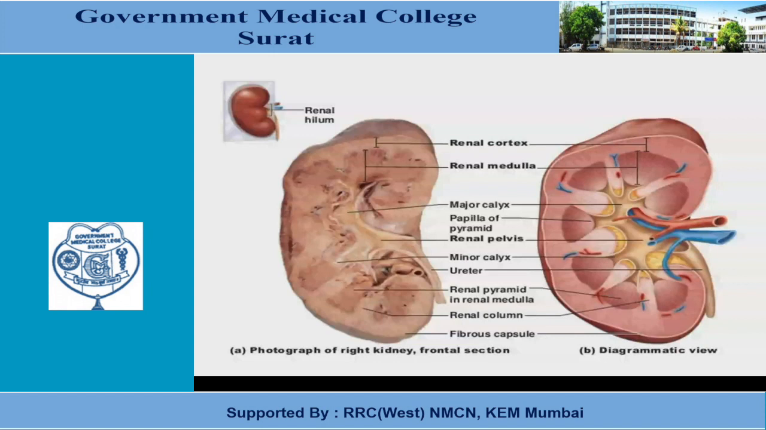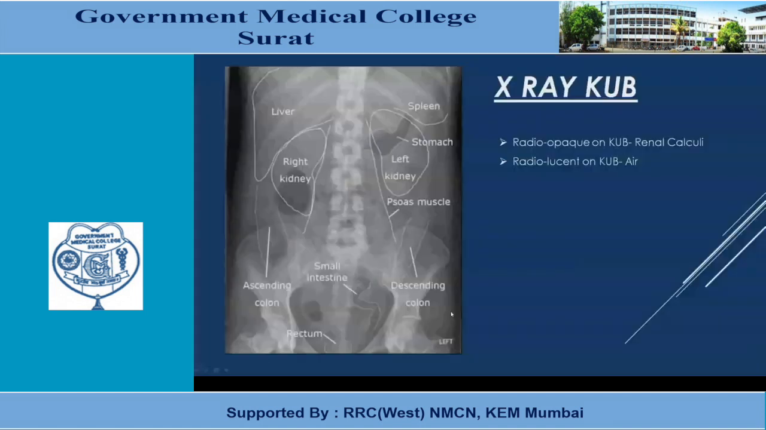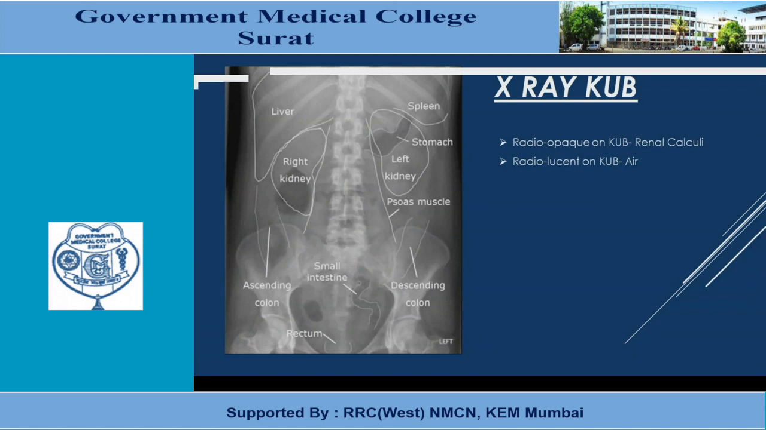This is a cross section of the kidney. This is the renal cortex, this is the renal medulla, this is the minor calyx and the major calyx, which drains into the renal pelvis and ultimately drains into the ureter. This is a normal plain X-ray KUB. These are the structures seen in the plain X-ray KUB.